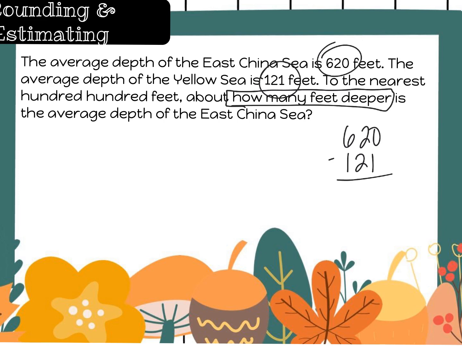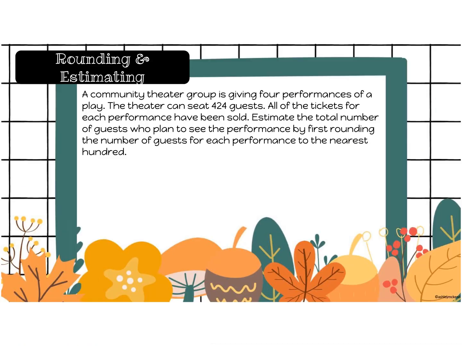but because it says about how many feet deeper, I can make this a lot easier on myself, and I can use what I call compatible numbers. So I may not round 620 all the way down to 600 and 121 all the way down to 100, because what is 121 close to that I can subtract easily from 620? 120. So I would change that to this problem here, and can you do that in your head? Yeah. For sure. What would my answer be? 500. So about 500 feet deeper.